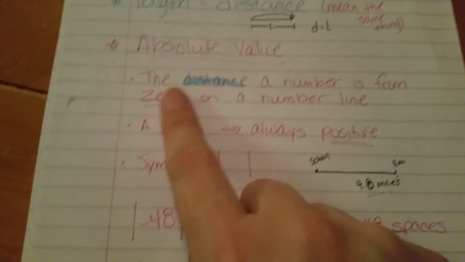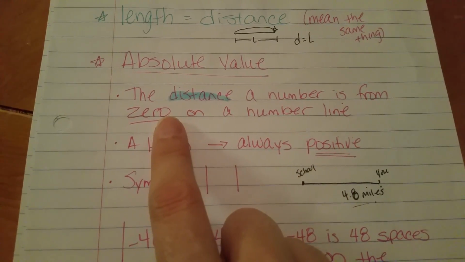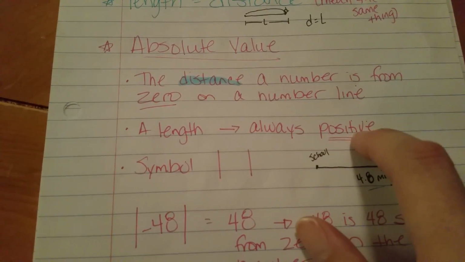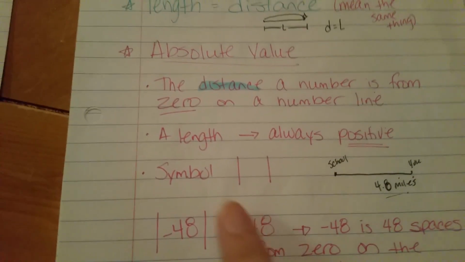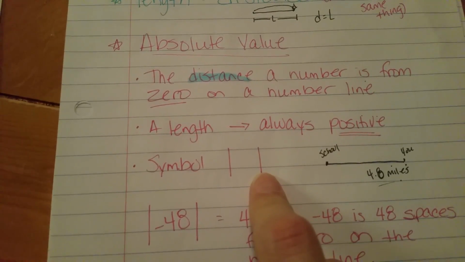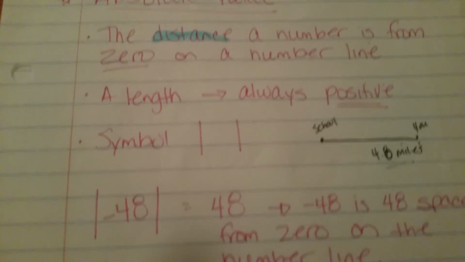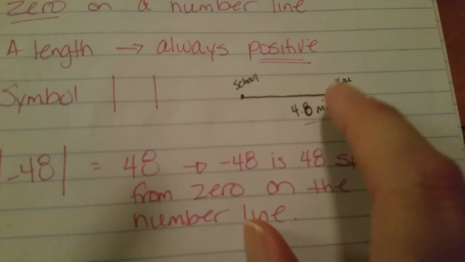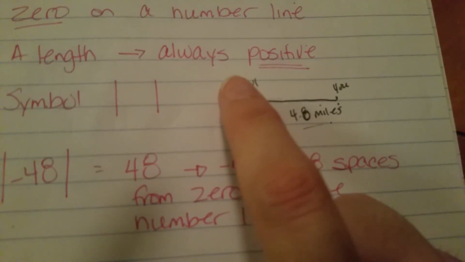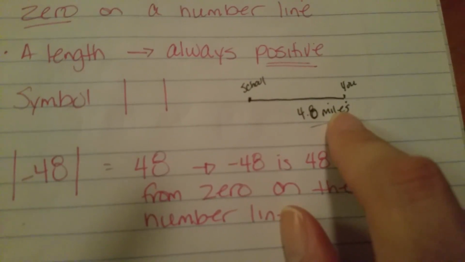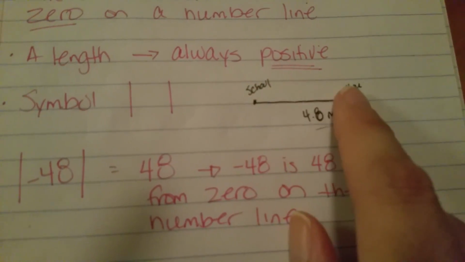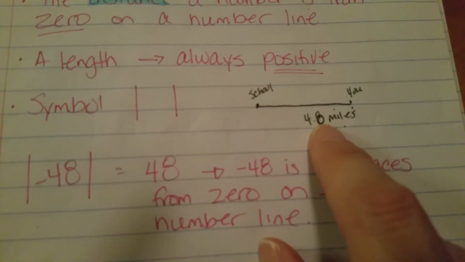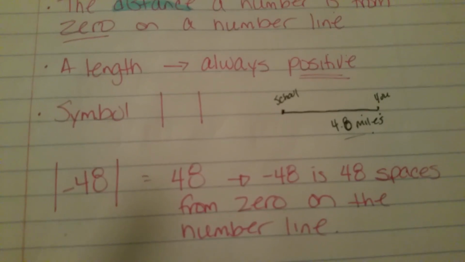Absolute value, remember, is the distance a number is from 0 on a number line. Since it's a length, it's always going to be positive. It's never, ever negative. The symbol for absolute value is the 2 vertical bars. A good illustration of that is traveling from school to your house or from your house to school. If you go from here to here, maybe it's 4.8 miles. If you go from here to here, it's 4.8 miles, or you go from here to here, it's still 4.8 miles. It never changes, it's never negative.